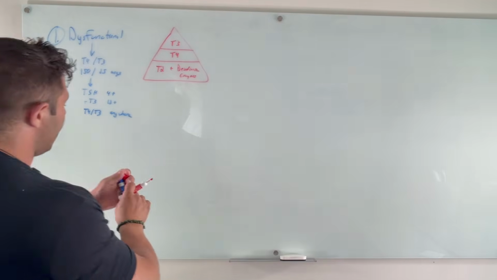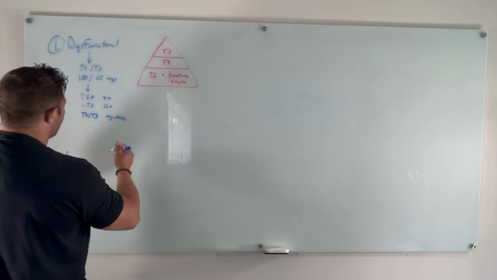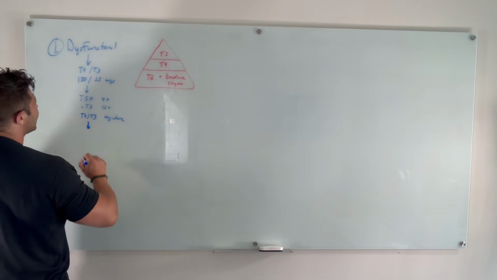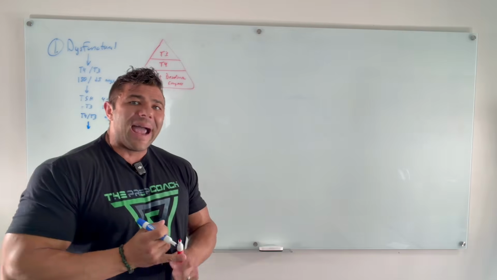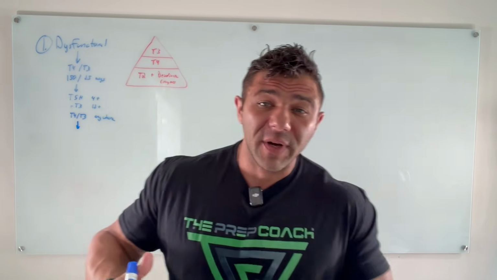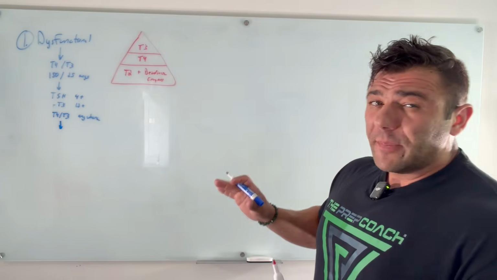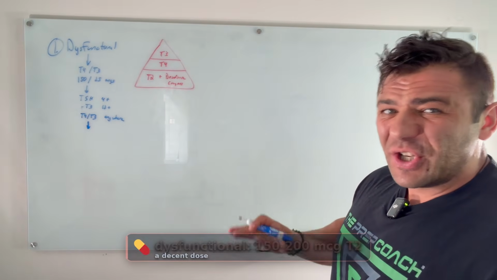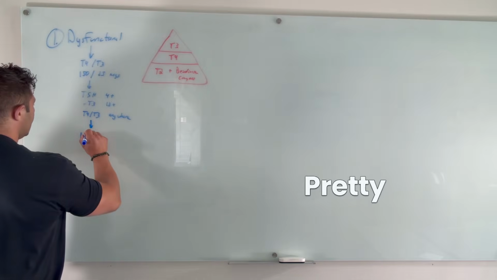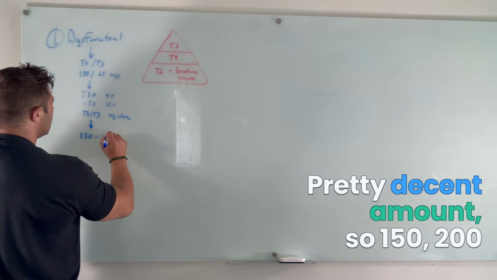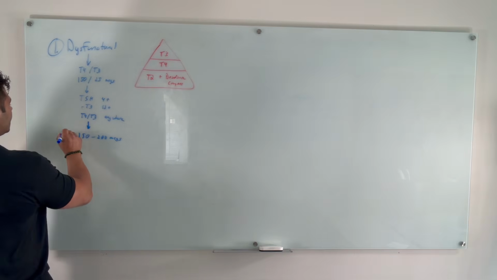So because of that, if you are this individual right here, this dysfunctional person with these kinds of markers, I would probably begin something like, again, if we're looking just at T2, not looking at iodine, not looking at all these other players you could bring in here, like thyrogens and things like that, I'd probably put T2 at 150-ish to 200 micrograms, which is a pretty decent amount. So 150 to 200 micrograms, and we're looking at T2.